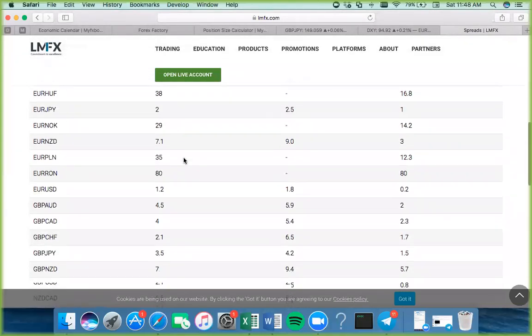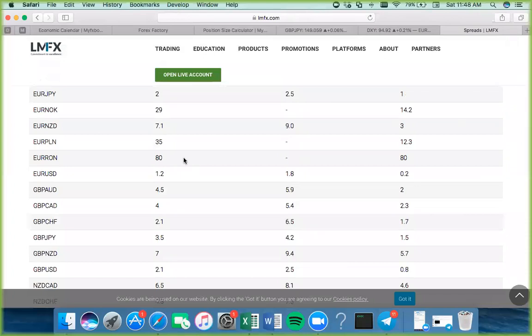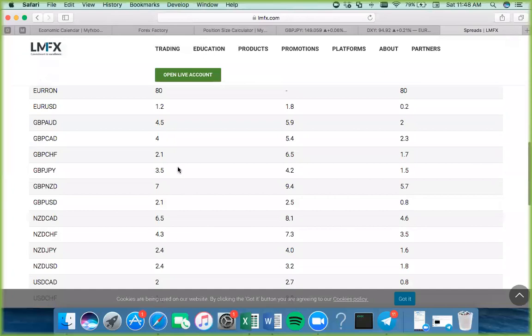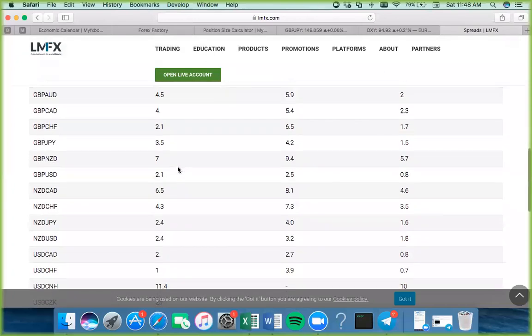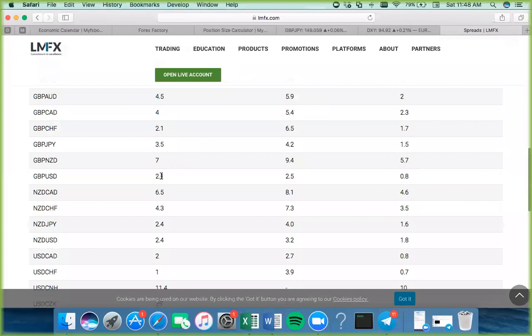But let's look at pound pairs, because everything we're doing right now is based upon the London Daybreak strategy, right? So the pounds, as you can see right here, the spreads go from as low as 2.1 to as high as 7, right? Now what this means is before you can get into the trade, you have to pay the broker this amount of pips.